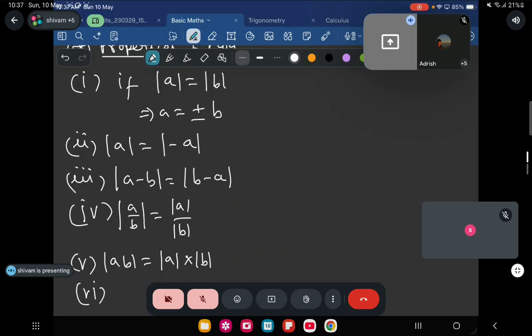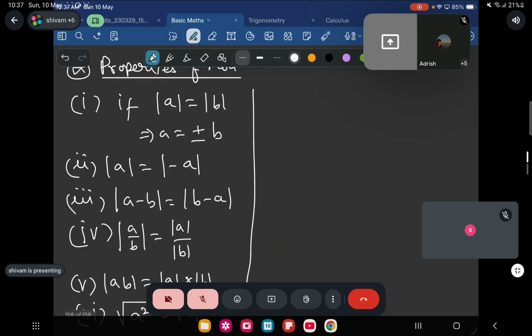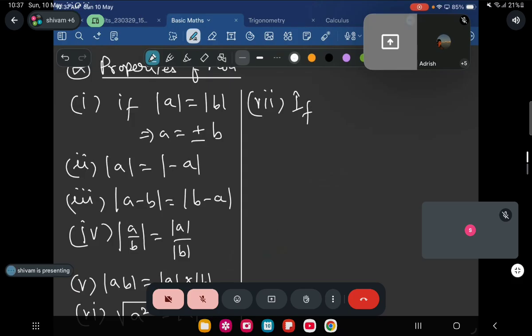Number 6, square root of A square will be equal to mod of A. Next, number 7, if mod of A is equal to mod of B, this implies A equal to plus minus B.